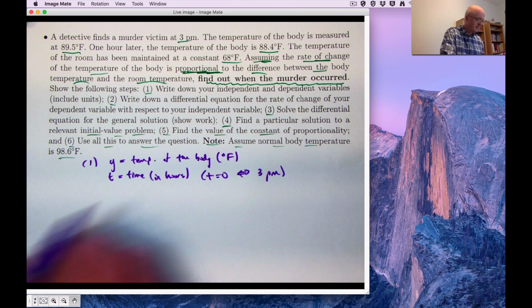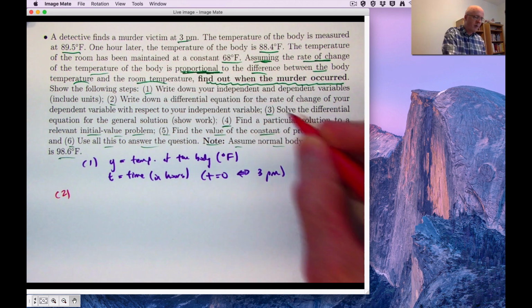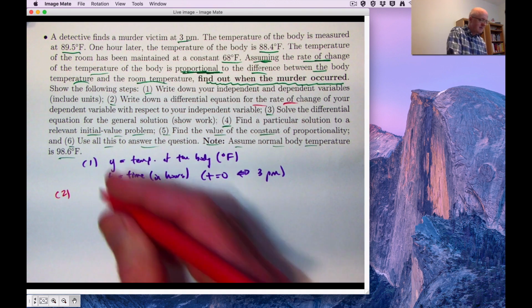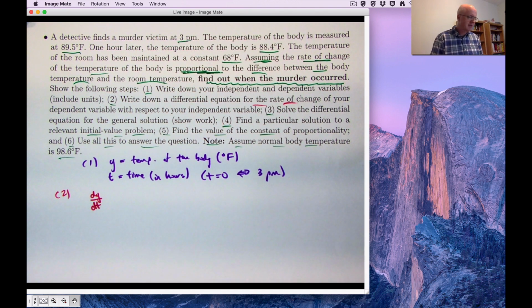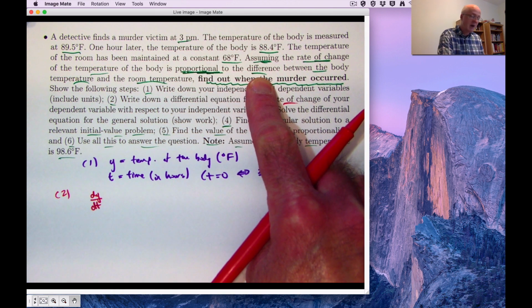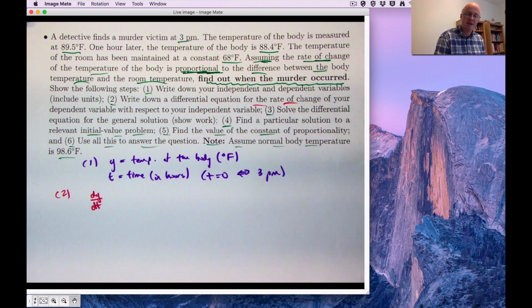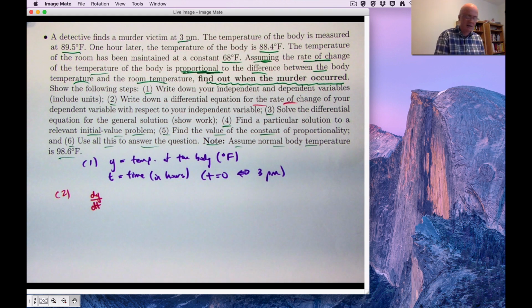Step 2. Let's use a different color here. Write down the differential equation for the rate of change of your dependent variable y with respect to your independent variable t, in terms of the derivative dy/dt. So what is that? Newton's law of cooling, which should make intuitive sense, is that the rate of change is proportional to the difference, a subtraction, between the body temperature y and the room temperature, which is held constant at 68. So this is going to be proportional to some constant multiple of that difference.